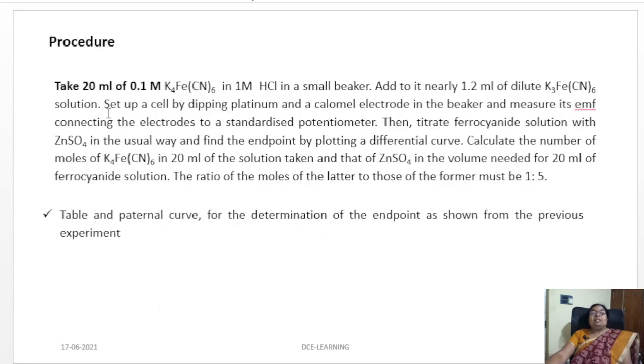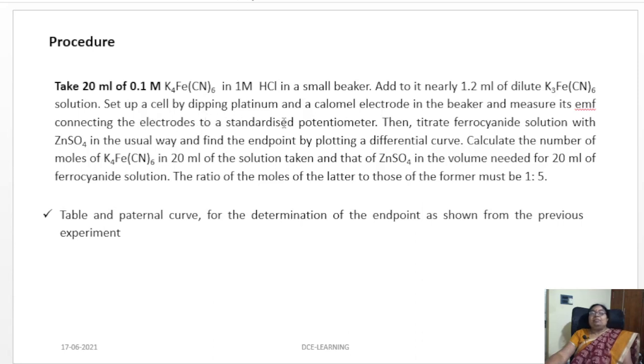So the procedure: take 20 ml of 0.1 molar potassium ferrocyanide in 1 molar HCl. Before that, you have to add the HCl and then add nearly 1.2 ml of dilute potassium ferricyanide. We have to create the redox system at the bright platinum electrode. Only then can you measure the potential developed at the indicator electrode.